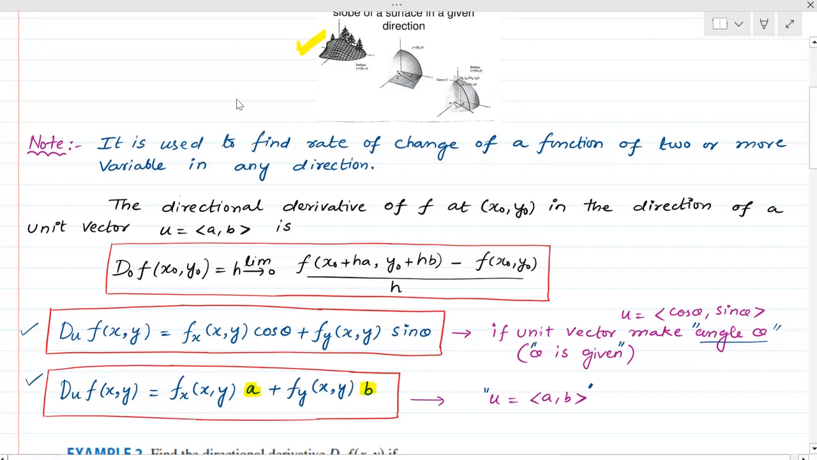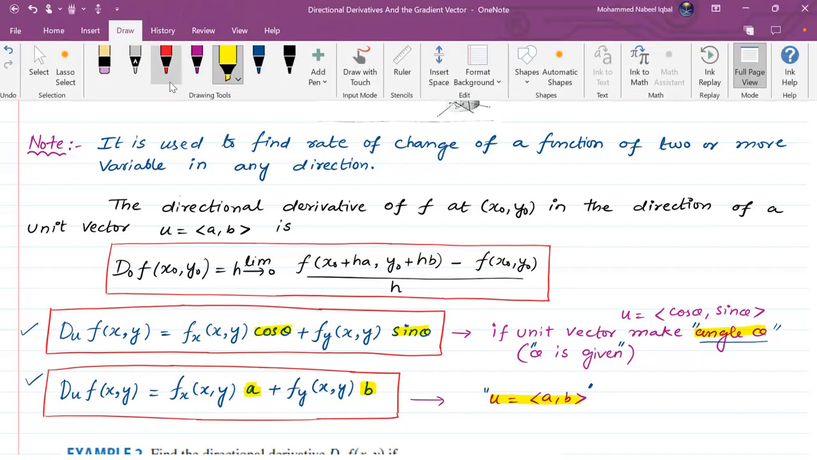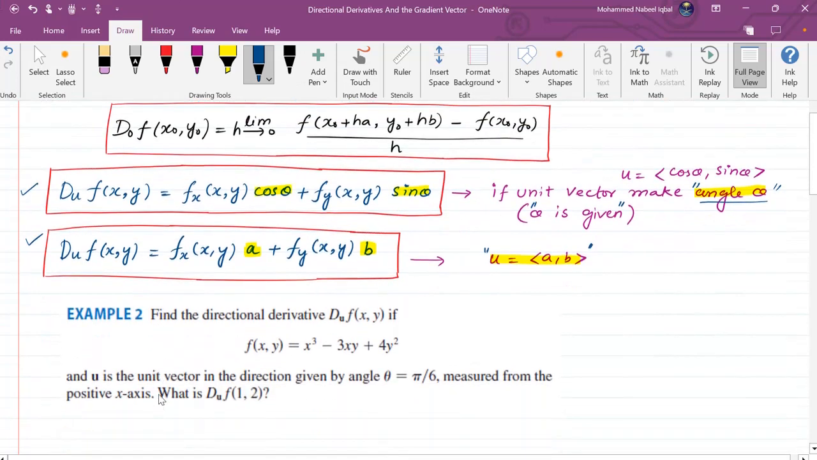So this is the difference in the directional derivative. Whenever the angle is given, we use this rule. Whenever the unit vector is given, we are going to use the second formula. Now let us start with the first problem.